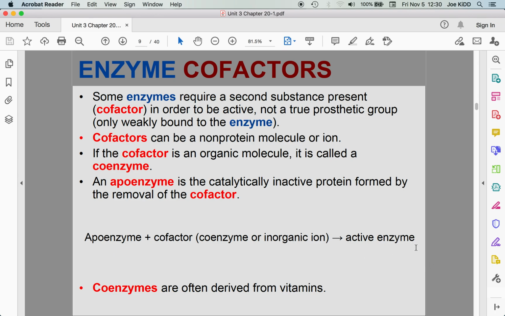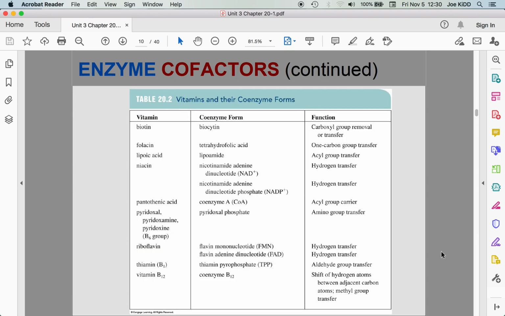Vitamins are another very good example of these coenzymes. So this is why we need vitamins in our body. They're essentially the keys that turn on the engine to the enzyme. Here's a list of some vitamins and the form that they take and the function for their coenzyme.